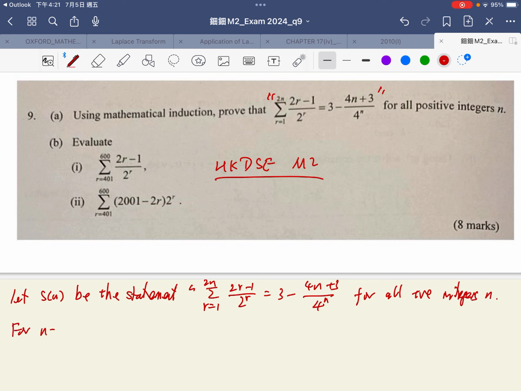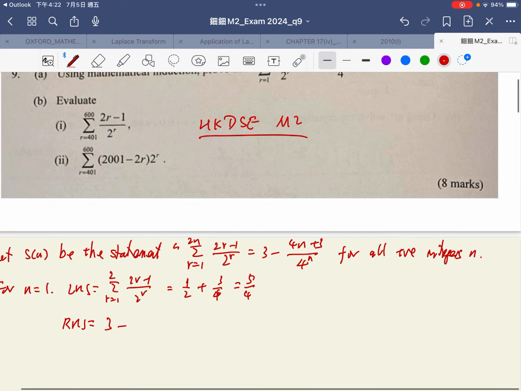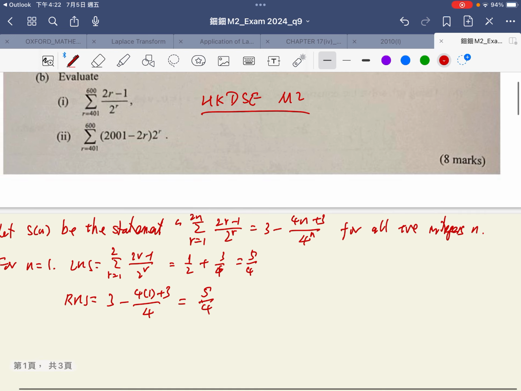For n equal to 1, the left hand side is r from 1 to 2. When r is 1, it is 1 over 2, and when r is 2, it is 3 over 4. The sum is 4 over 4. For the right hand side, put n equal to 1. The result is the same, 4 over 4. Therefore, S1 is true.